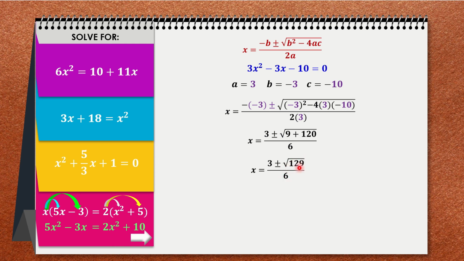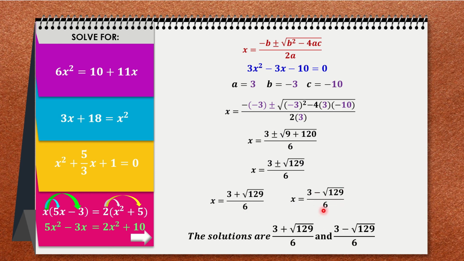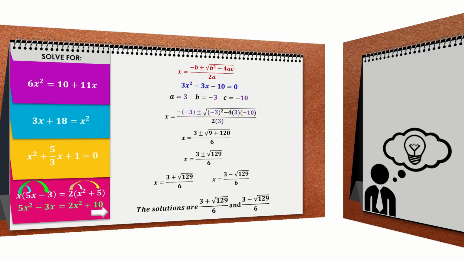Since 129 is not a perfect square, therefore we can conclude that the solutions are 3 plus square root of 129 over 6 and 3 minus square root of 129 over 6. So those are the solutions of 3x squared minus 3x minus 10 is equal to 0.